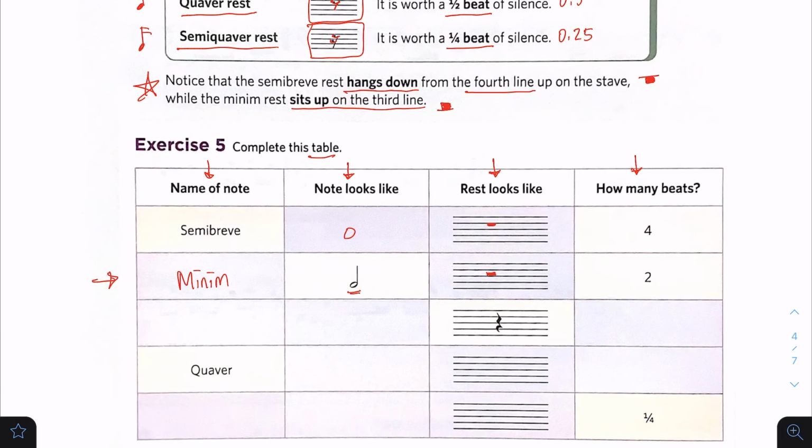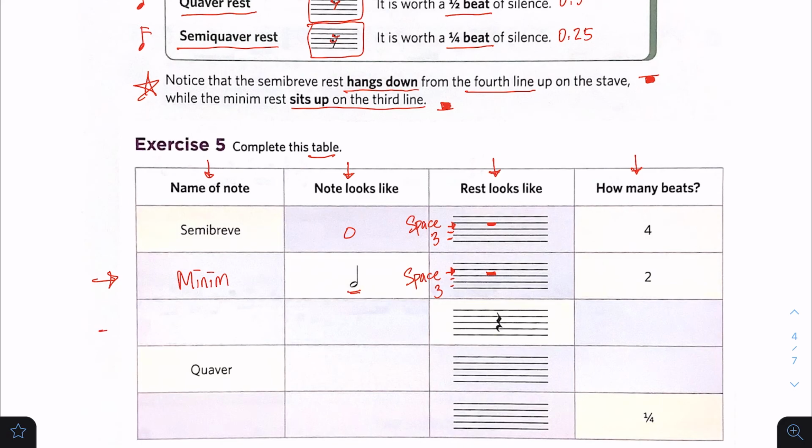Now if you find a semi-brief and minim rest confusing, one easy way to remember is that both of them actually sit in the 3rd space. So you will notice that this is space 1, space 2, this is space 3, space 3. This one, the minim, also sits in 1, 2, 3, the 3rd space. So also in space number 3. So that's an easy way to remember.